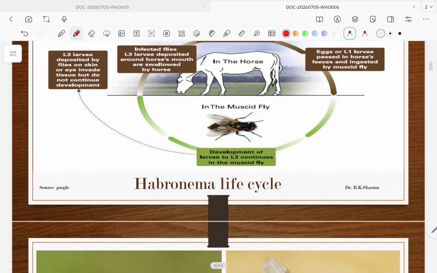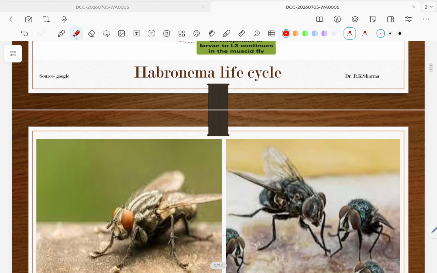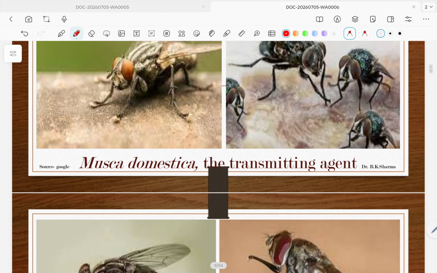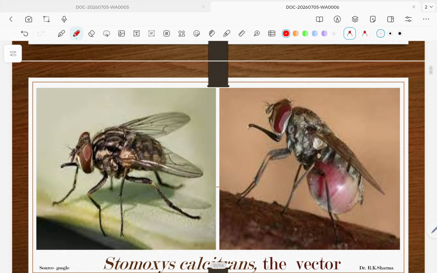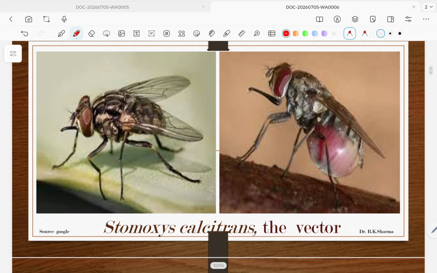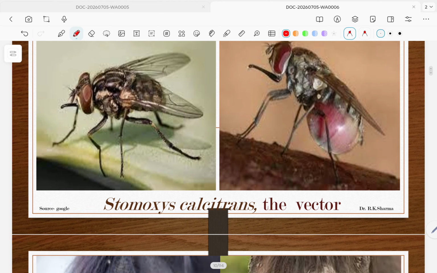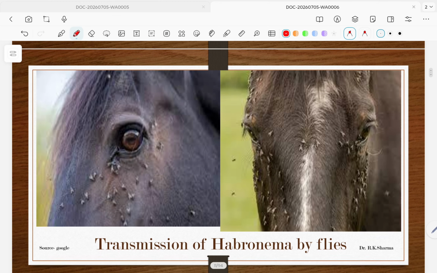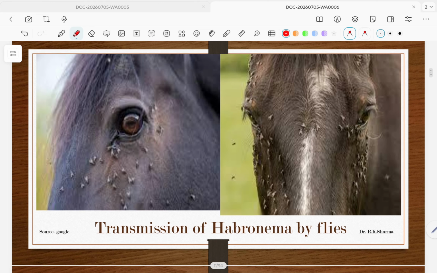Habronema life cycle. Musca domestica, the transmitter agent. Stomoxys calcitrans, the vector. Transmission of Habronema by flies.